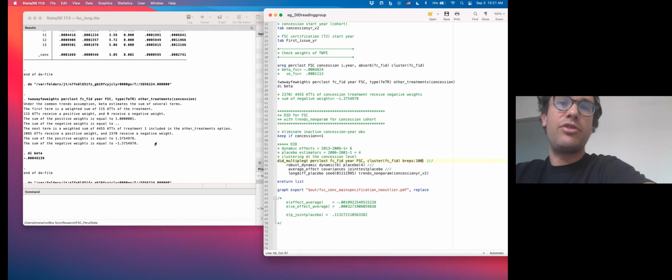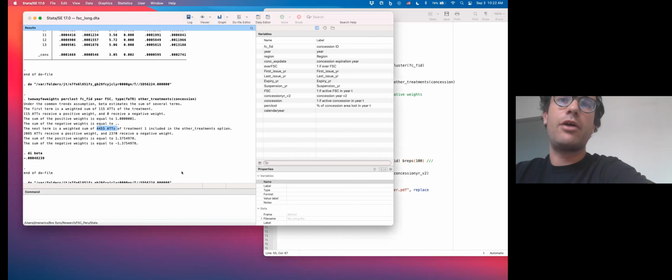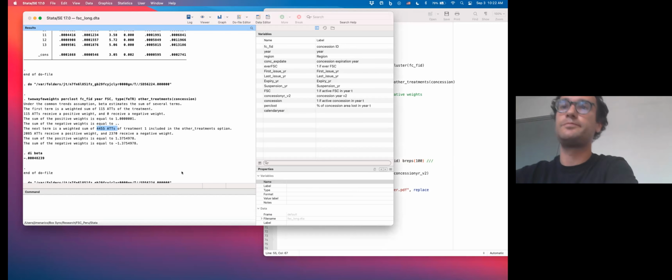Now, the second term is a weighted sum of the effects of the second treatment in more than 4,000 concession times year cells, where more than half receive a negative weight. But what's more important here is that the weights are actually pretty large. It's not like you have positive weights summing to 0.05 and negative weights summing to minus 0.05. No, it's not like that. It's like they sum to 1.4 and minus 1.4. So they could substantially bias your coefficient.